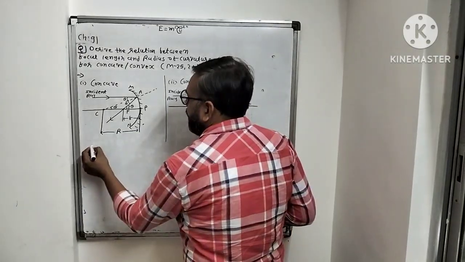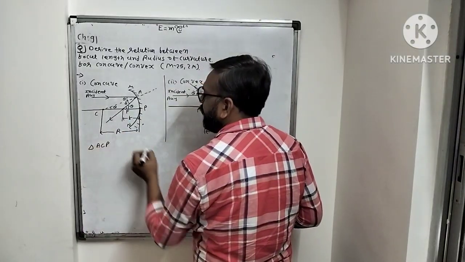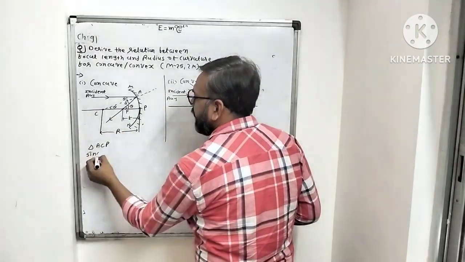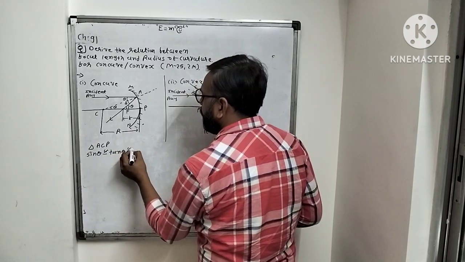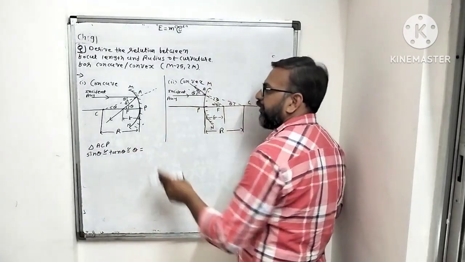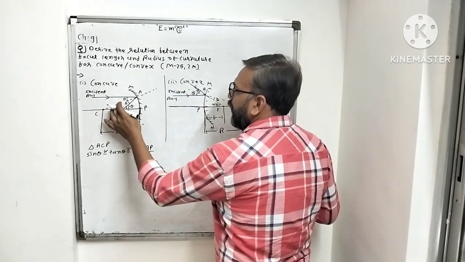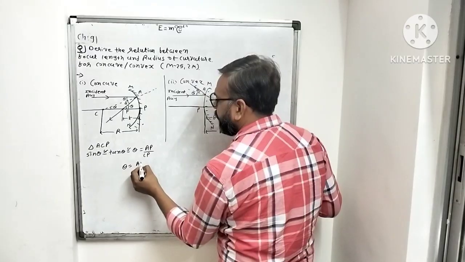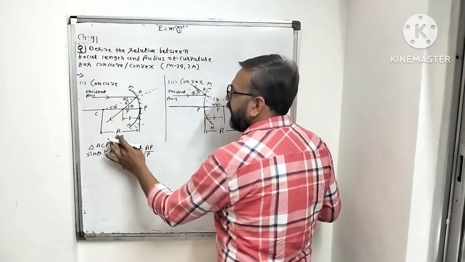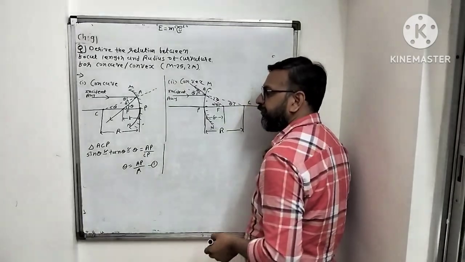So let's start. Here in triangle ACP, sin theta equals tan theta equals theta. Tan theta is opposite upon adjacent. Now put the value of CP, equation number 1.